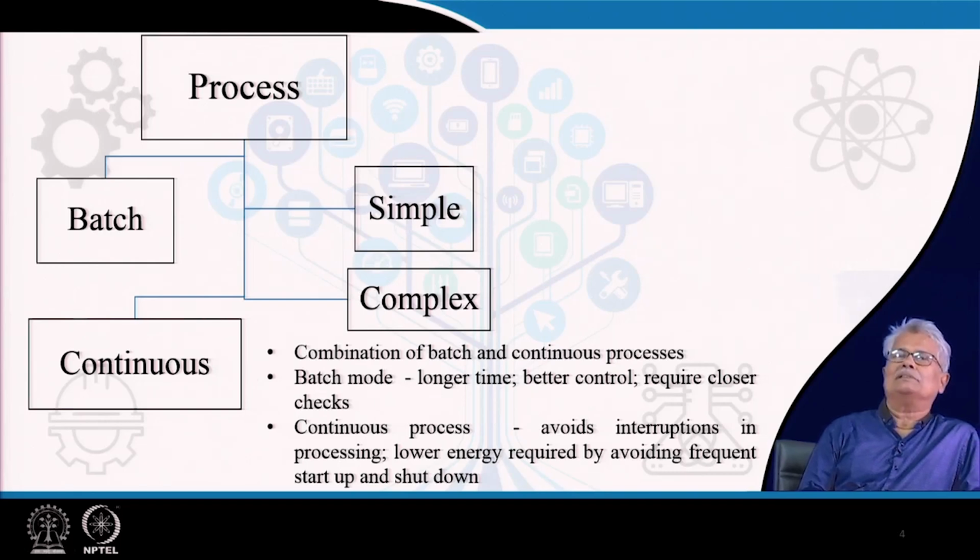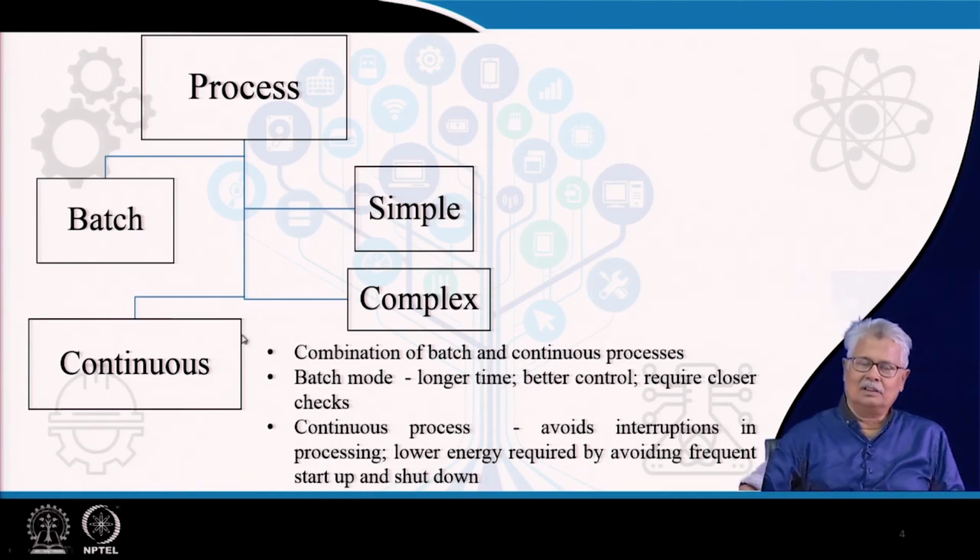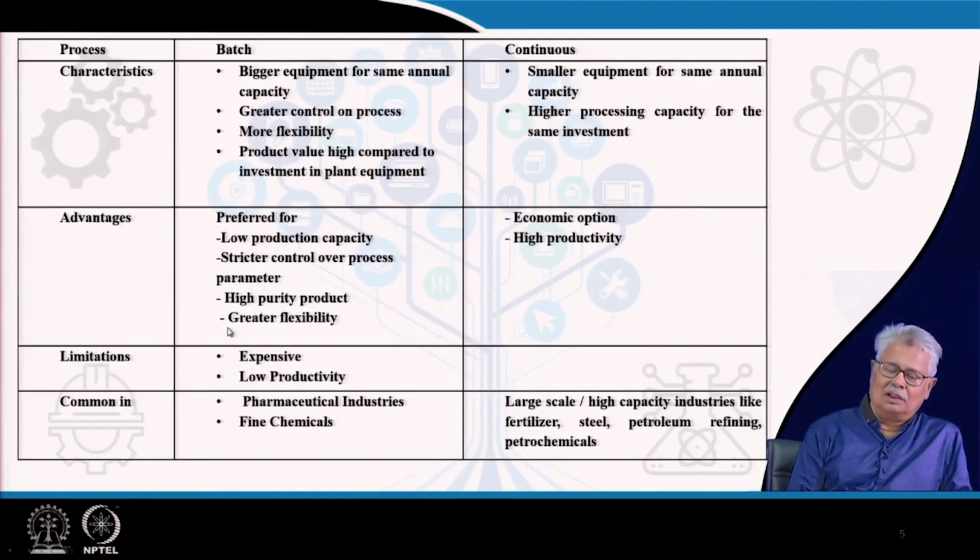And there is one more demerit which is written in the slide itself. Since you do not have many number of shutdowns and startups in case of continuous processing, your energy requirement, which is spent a lot in the startup and shutdowns, is going to be much less in case of continuous processes, and it's going to be higher in case of batch. So with this, what we do is we look at basically the characteristics, advantages, limitations, and what are common in the batch and continuous things.